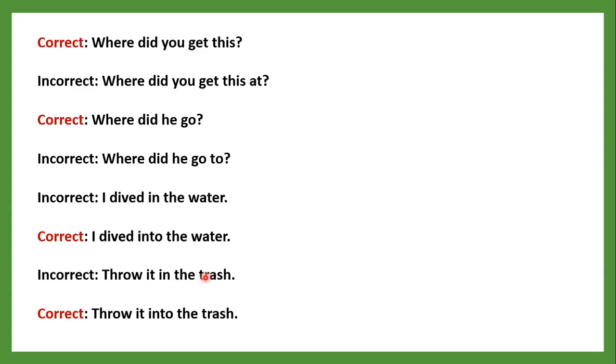Throw it in the trash. Throw it into the trash. Again, "into", it's not going to be "in", it's going to be "into". It's going to be "into" when you're going inside something. Okay. So is that clear? Throw it into the trash. That is, there's a dustbin or there's a trash bin and you have to put something into it.